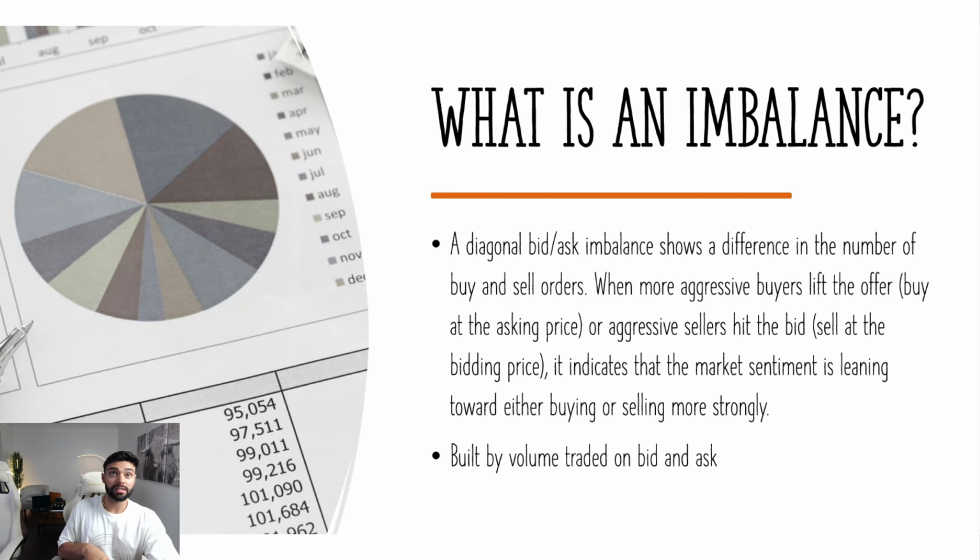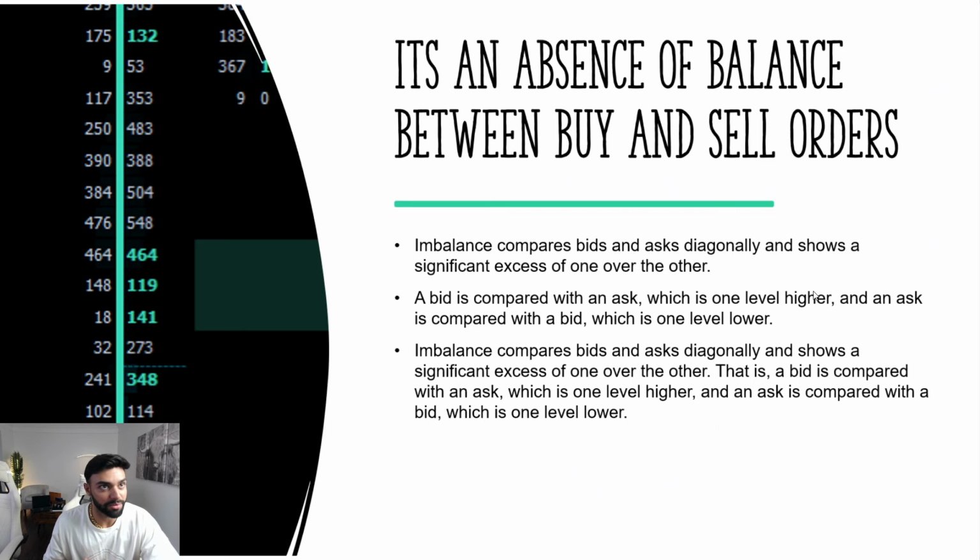So when there's more aggressive buyers that lift the offer, right? They buy at the asking price. These are the aggressive buyers, right? Or aggressive sellers that hit the bid, right? They sell at the bidding price. It indicates that the market sentiment is leaning toward either buying or selling more strongly, right? It's built by volume traded on the bid and ask. So it's another volume indicator. You know, we use a lot of those. But it's an absence of balance between buyers and sellers, an imbalance. So an imbalance compares bid and ask diagonally and shows a significant excess of one over the other, right?